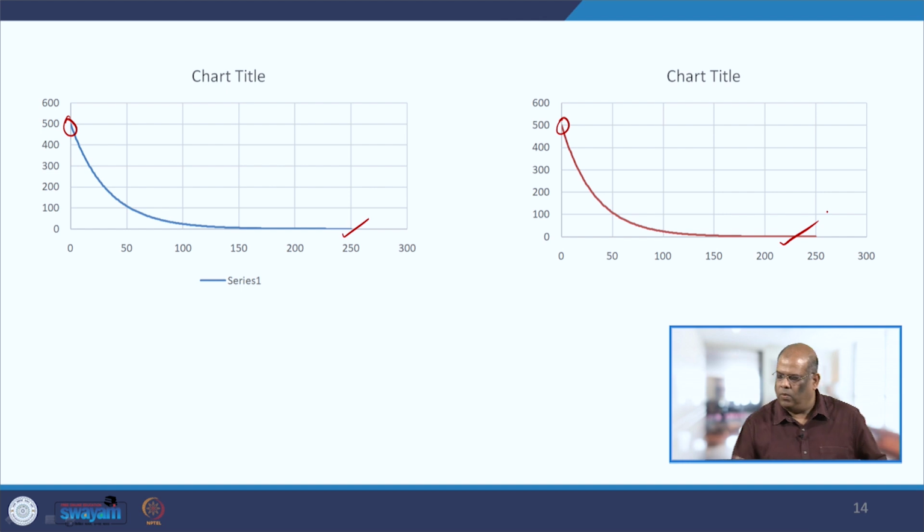So, this is about this conventional combat model. In my next lecture, we will be talking about another type of combat model, which is a guerrilla type combat model.